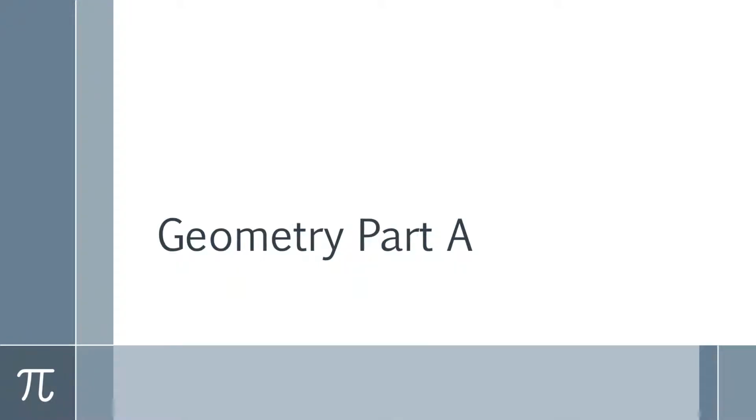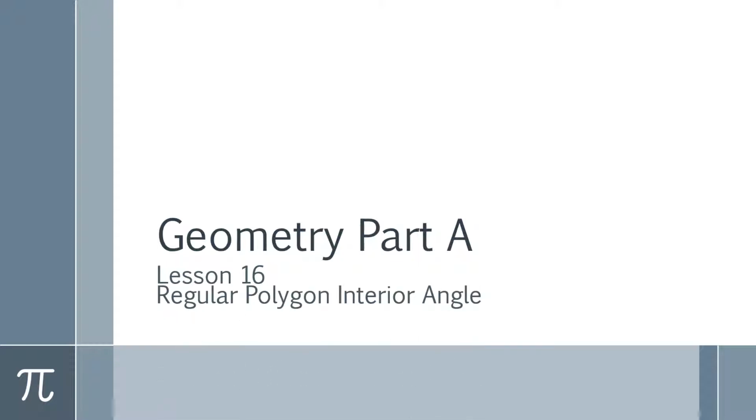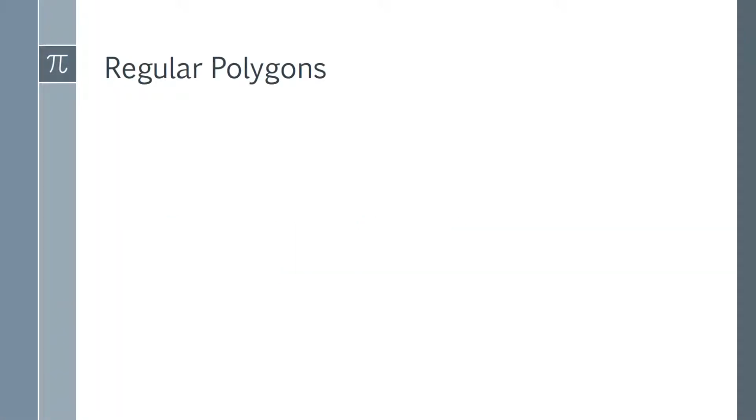This is Mr. Rowe. We're looking in Geometry Part A. This is Lesson 16, and we're going to look at regular polygon interior angles and the exterior angle sum theorem. So let's talk about regular polygons just a second. Remember, this information is covered in the lesson content. This is just a little helper explanation to help you as you're working through your assignments.